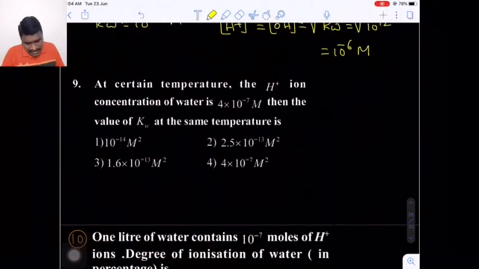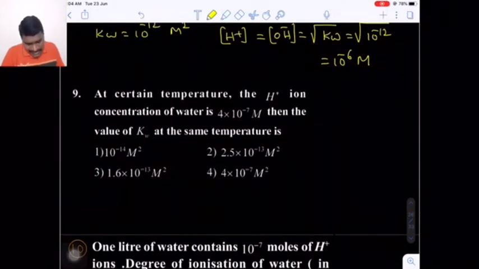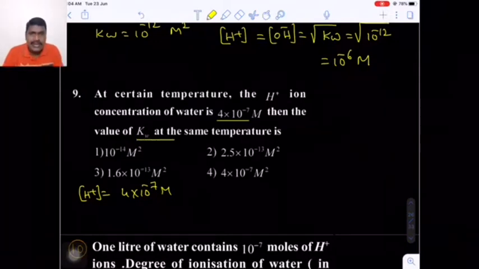Okay. Now next one. At a certain temperature the H plus ion concentration is given to you as 4 into 10 raised to minus 7 moles per liter. Then what will be the Kw of the water? That means this is exactly the reverse of the above question. In the above question, Kw was given and we calculated the H plus concentration. Now here the H plus ion concentration is given, so we have to find the Kw.